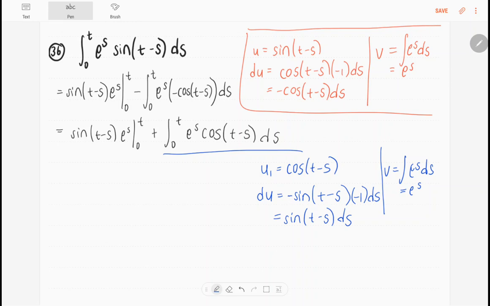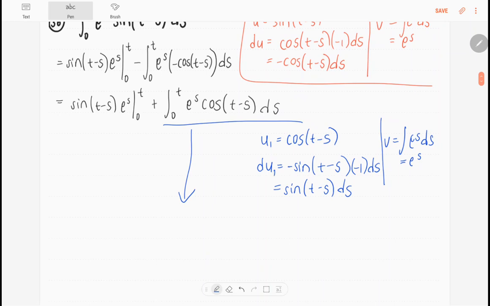All right, so this means that this integral is going to be, sorry, I want to put a 1 and a 1 there, just so that we distinguish the two integrations by parts that we did. So this is going to be u1 multiplied by v1. So it's going to be e to the s cos of t minus s, minus the integral, remember the bounds, from 0 to t of v1, which is e to the s, du1, which is sin of t minus s ds.